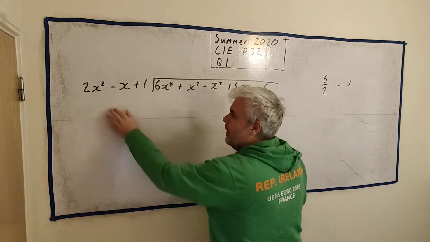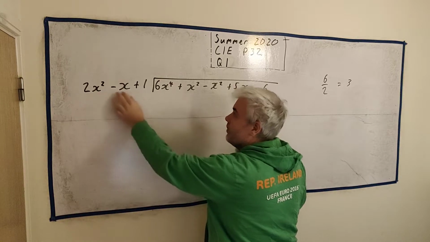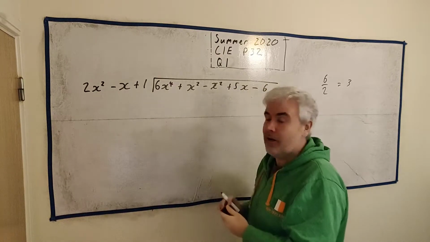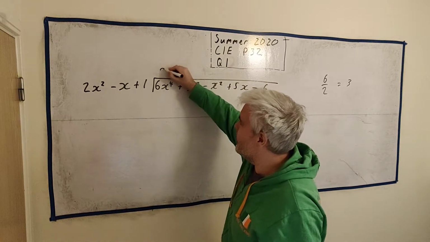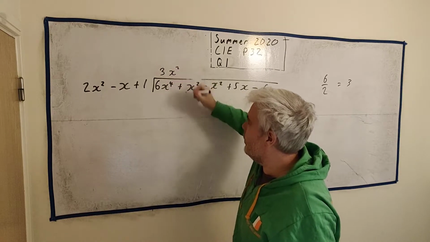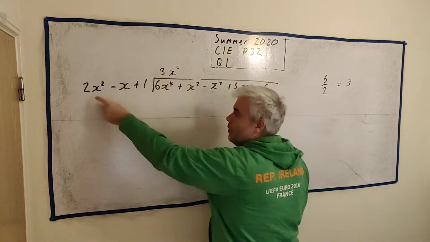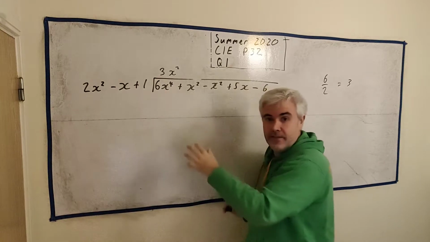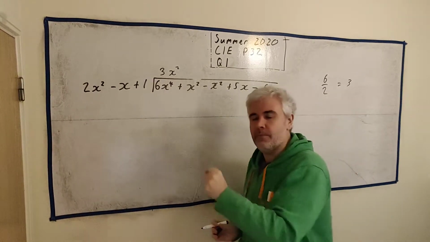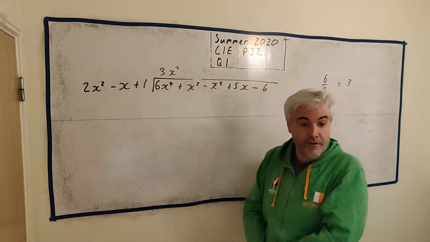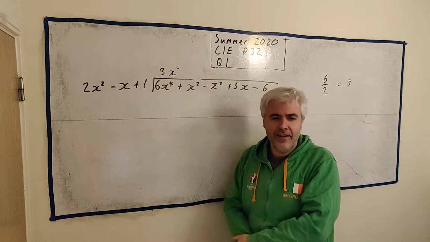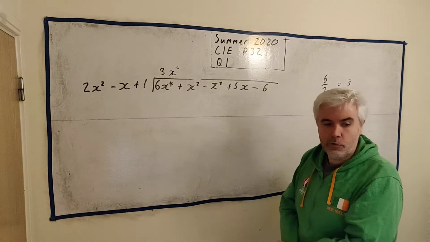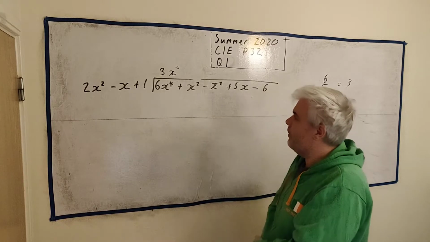What must multiply a 2x squared to get 6x to the power of 4? So that's an easy one we can do. It's 3x squared. 3x squared multiplied by this will make this. And we get our first term and we keep knocking them off until we're finished, if it goes in evenly. In this question they tell us it's not going to go in evenly. They want a quotient and a remainder.